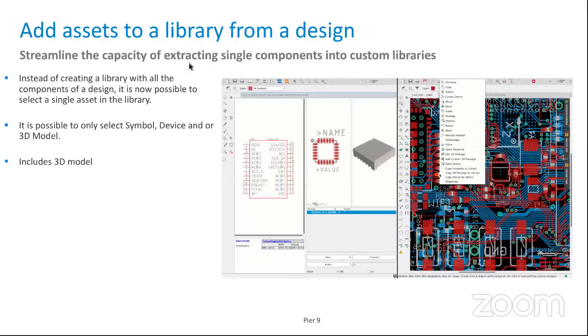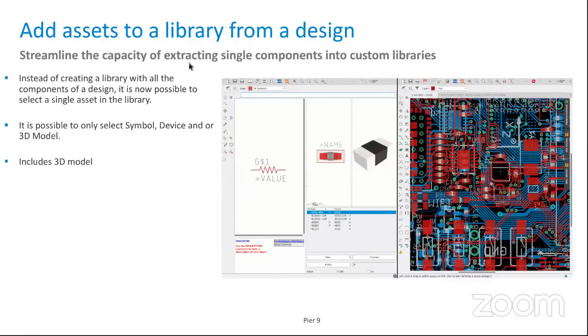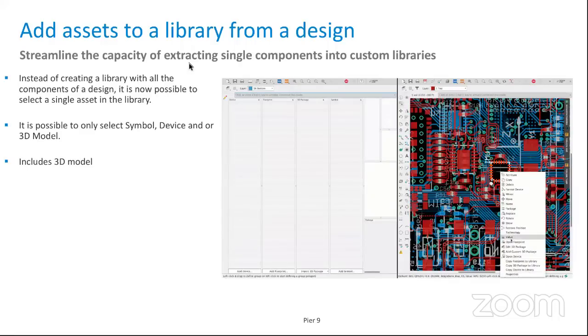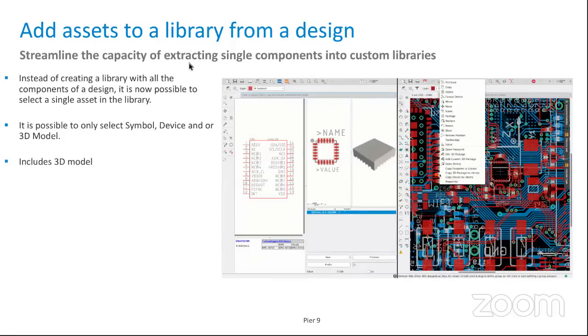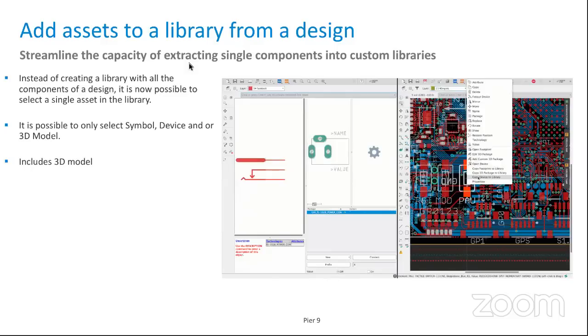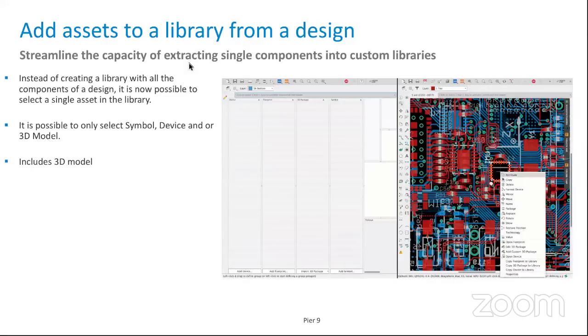Now, library assets consist of three stages: the device, the symbol, and the footprint. You could select which particular element of the asset you want to copy into your library. This makes it easier if users share a design with you but did not provide you the library. That way you could reuse them on a different project. So you're now able to easily copy these elements.